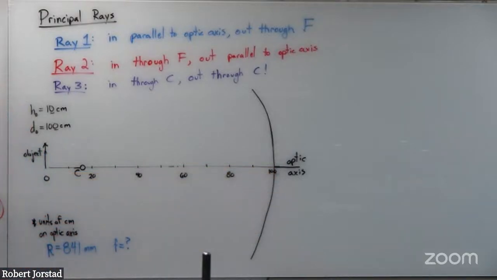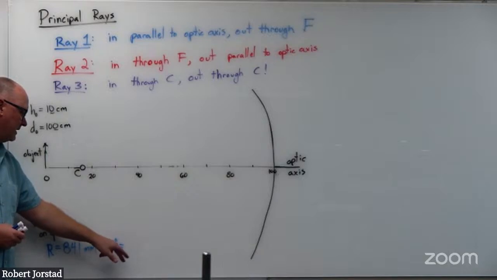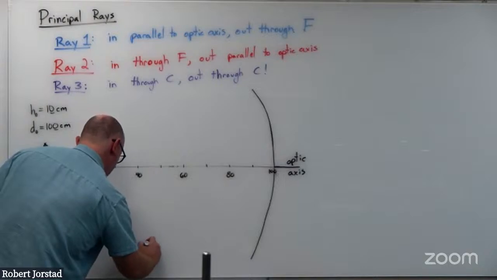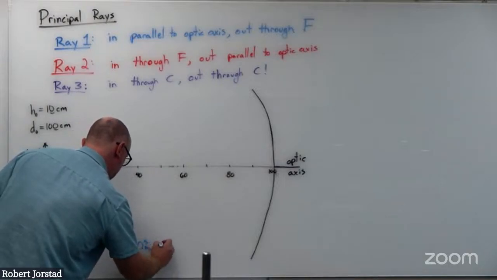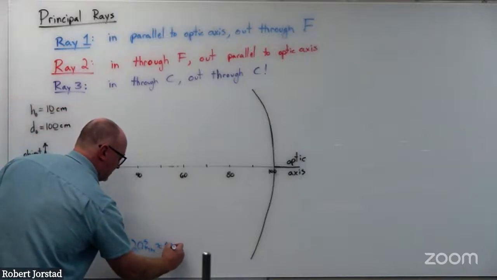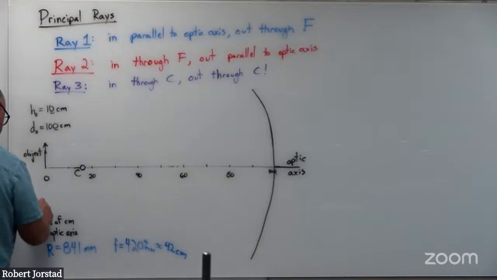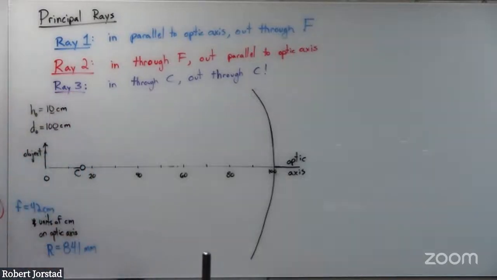So now, according to the manufacturer of that mirror, the radius of curvature is 841 millimeters. So think, what's the focal length? It's about 420 millimeters, which is about 42 centimeters. I'm going to run out of room if I leave that there, so I'm just going to put that over here. That was just from the focal length is half the radius of curvature.